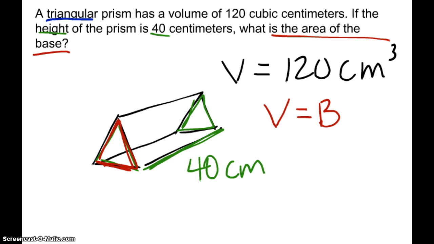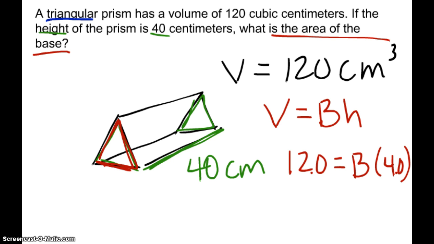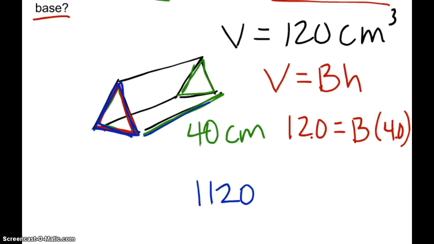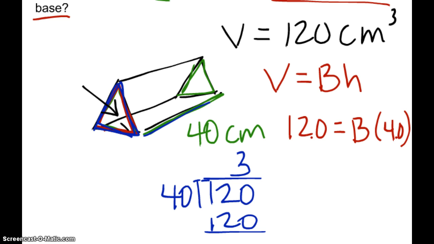Well, again, volume is area of the base times the height. So if you know that the volume is 120, all you're doing to get 120 is multiplying the area of the base times 40. So can't we divide 120 by 40 to get the area of the base? So in other words, the area here, this times 40, has to equal 120. So 120 divided by 40 is 3. 3 times 40 is 120. So the area of the base here, big B, has to equal 3 centimeters squared, because remember, we're working with area of the base.